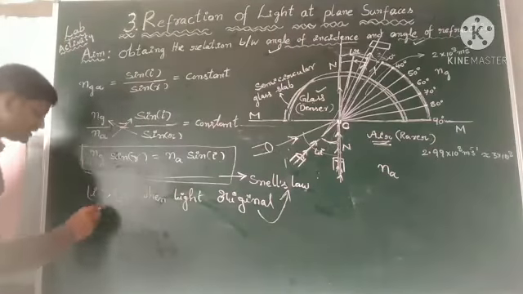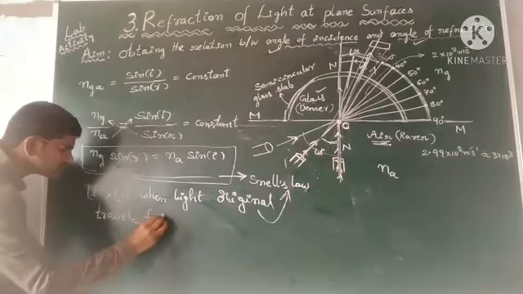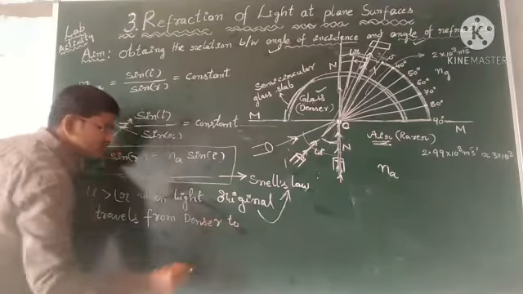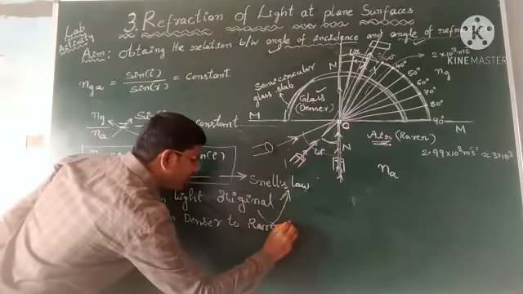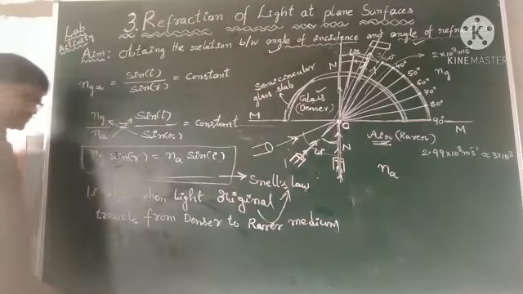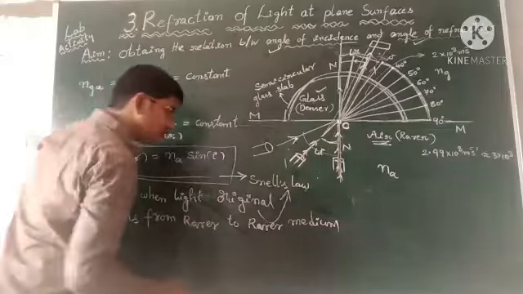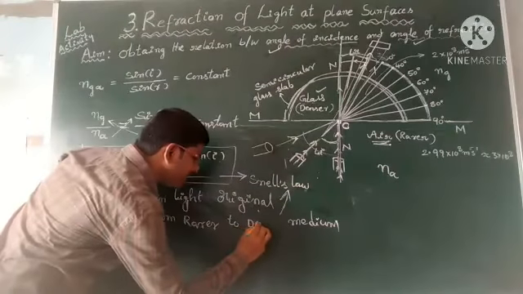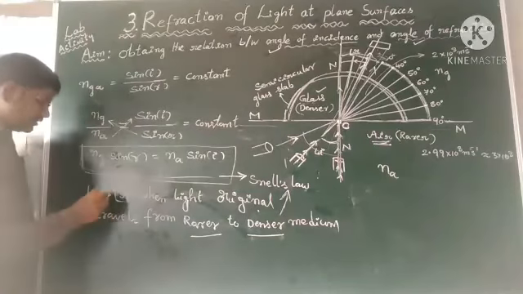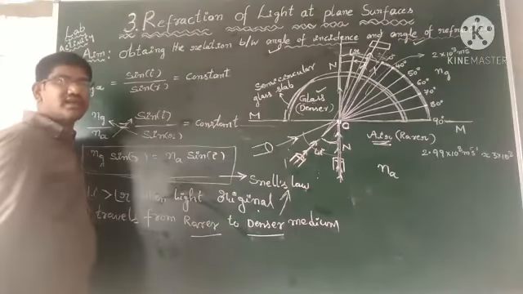Angle i is greater than angle r when light travels from optically rarer to optically denser medium. So whenever the light ray travels from an optically rarer to an optically denser medium, the angle of incidence will be greater than the angle of refraction. From this experiment also we can conclude that.